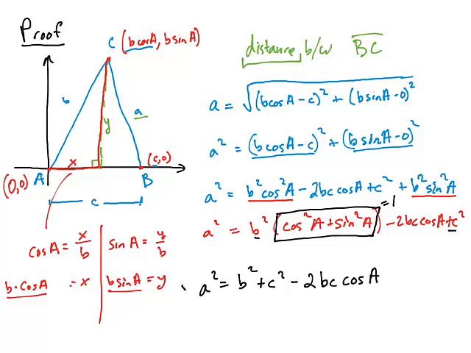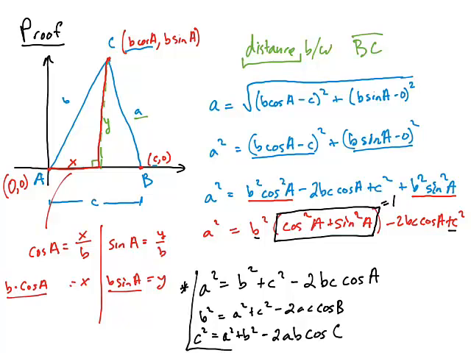So that is the law of cosines. Now, there are two other versions of this, and they follow the same pattern. We would have b squared is equal to a squared plus c squared minus 2ac cosine of B. And then the third version is c squared is equal to a squared plus b squared minus 2ab cosine C. So there is the law of cosines, all three versions.